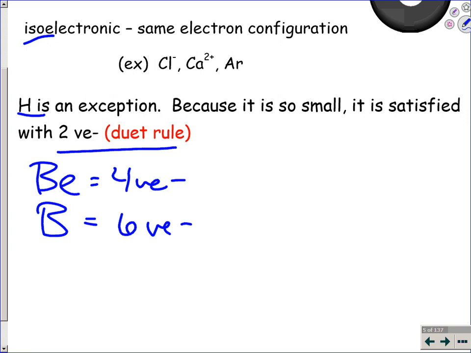Is helium bonding? Helium doesn't bond. It's got 2 valence electrons. It's happy. It's never going to bond with anybody. All right, so far this is old news. Octet is the rule mostly.